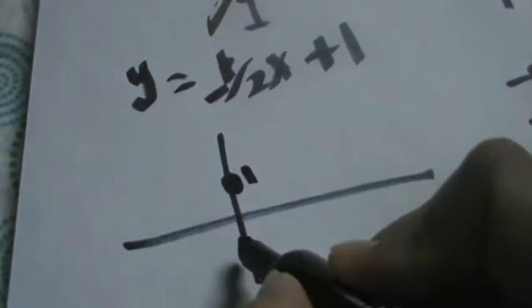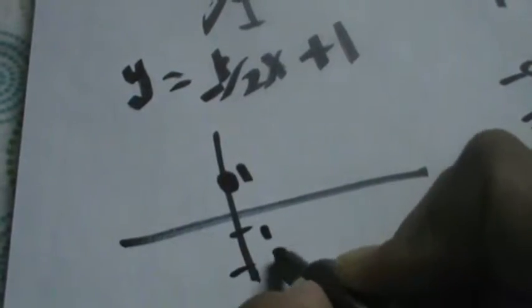I'll do one more graph for you. What if it's already in fraction? Okay, and it's negative, so your slope is negative. Keep in mind, the y-intercept is positive 1. Put a dot at 1. 1, 2, 3. So you put your dot at 1.